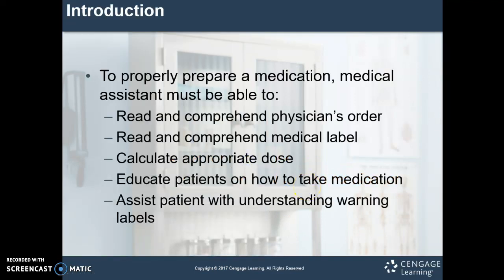To properly prepare a medication, and this is going to show up again on a test, so pay close attention. The medical assistant must be able to read and comprehend the physician's order, read and comprehend the medication label, and calculate the appropriate dose, as well as educate patients on how to take their medication. They can also assist the patient with understanding warning labels. And this is sometimes what a pharmacist does, so you're kind of mirroring what we'll do. You're doing this to double check the order that we put in, as well as make sure that the patient understands exactly what they're getting.